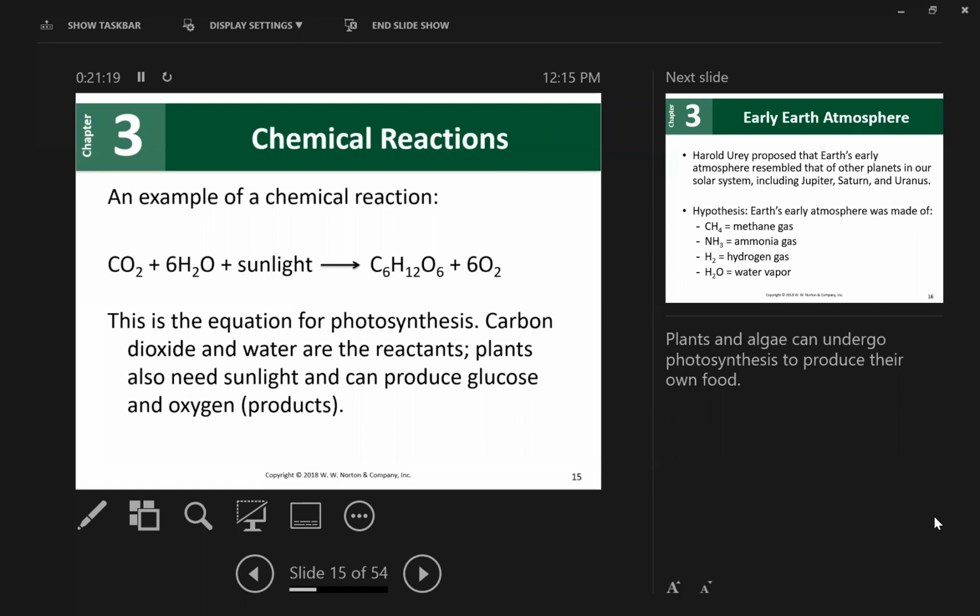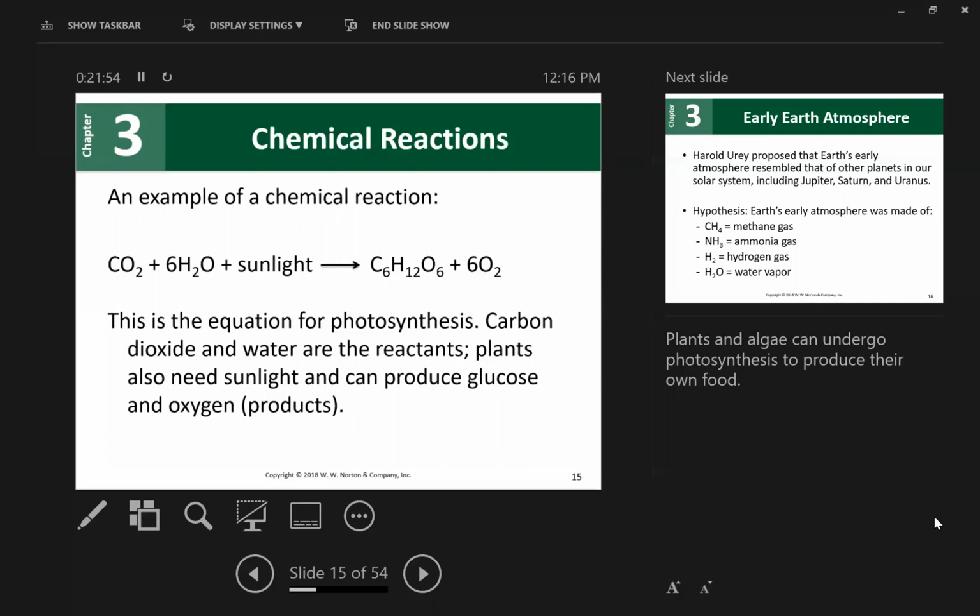So start thinking about these different elements. What we just saw, that carbon-oxygen combination of carbon dioxide, mixed with 6 water, H2O molecules, and sunlight. That's what's going into our chemical reaction, those are our reactants. On the other side, our products are going to be glucose and oxygen.